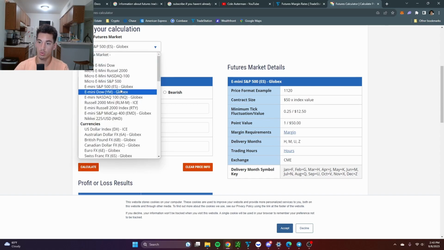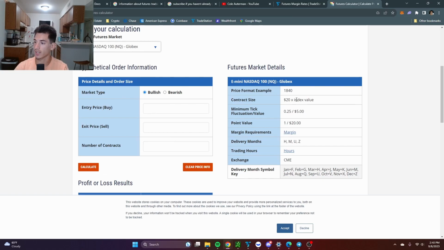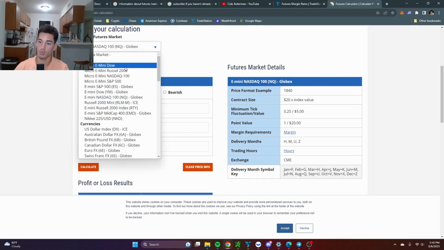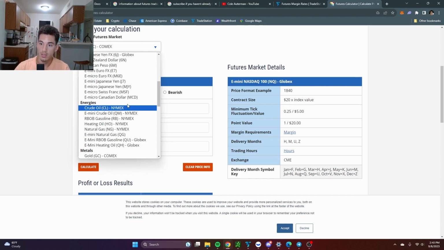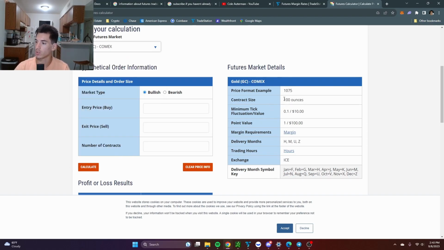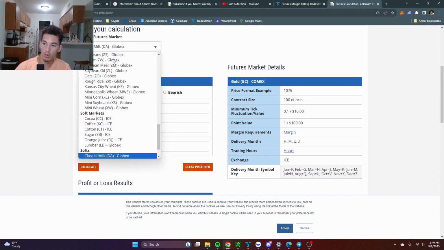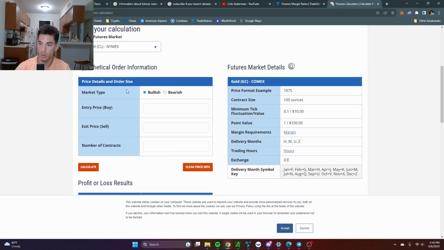And if we go to NASDAQ, it is $20 a point. If we go to, let's see if they have gold. Yep, gold, it is $100 a point. And if we go to oil, where would oil be? Boom. Oil is $1,000 a point.